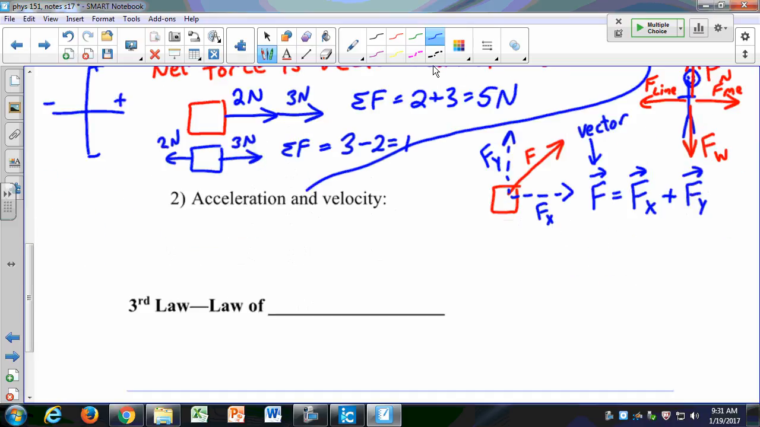And then acceleration and velocity. I've been kicking around this idea, but velocity is a change in position over time.